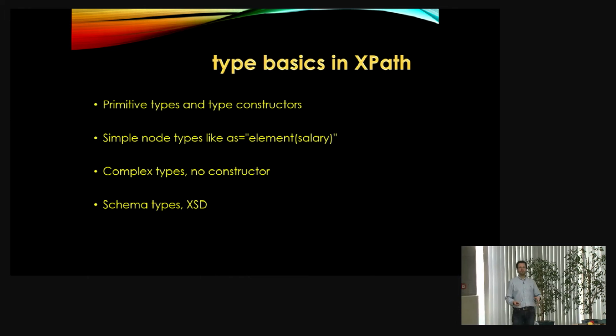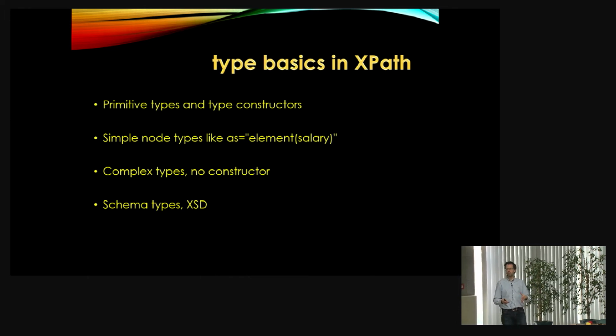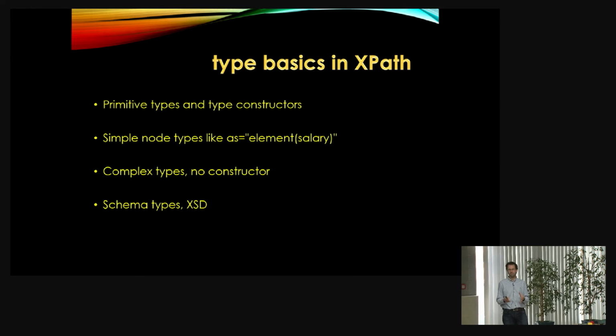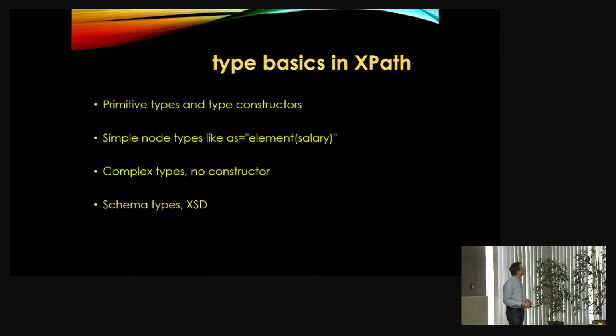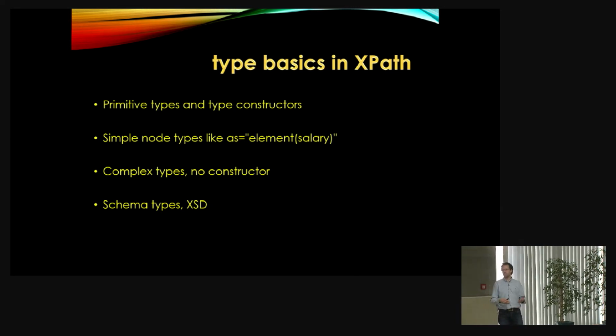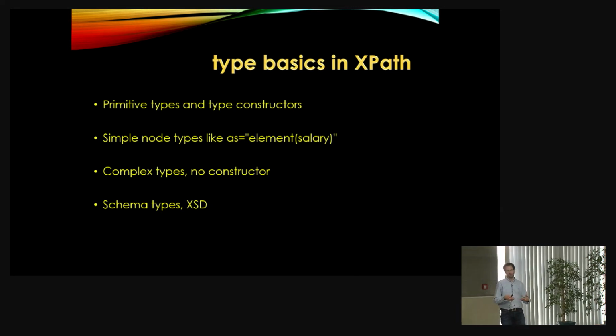The set of primitive types, integers, strings, all the primitive types are also atomic types. They are not nodes. Also dates and times and base64 binary, which is essentially a byte array.